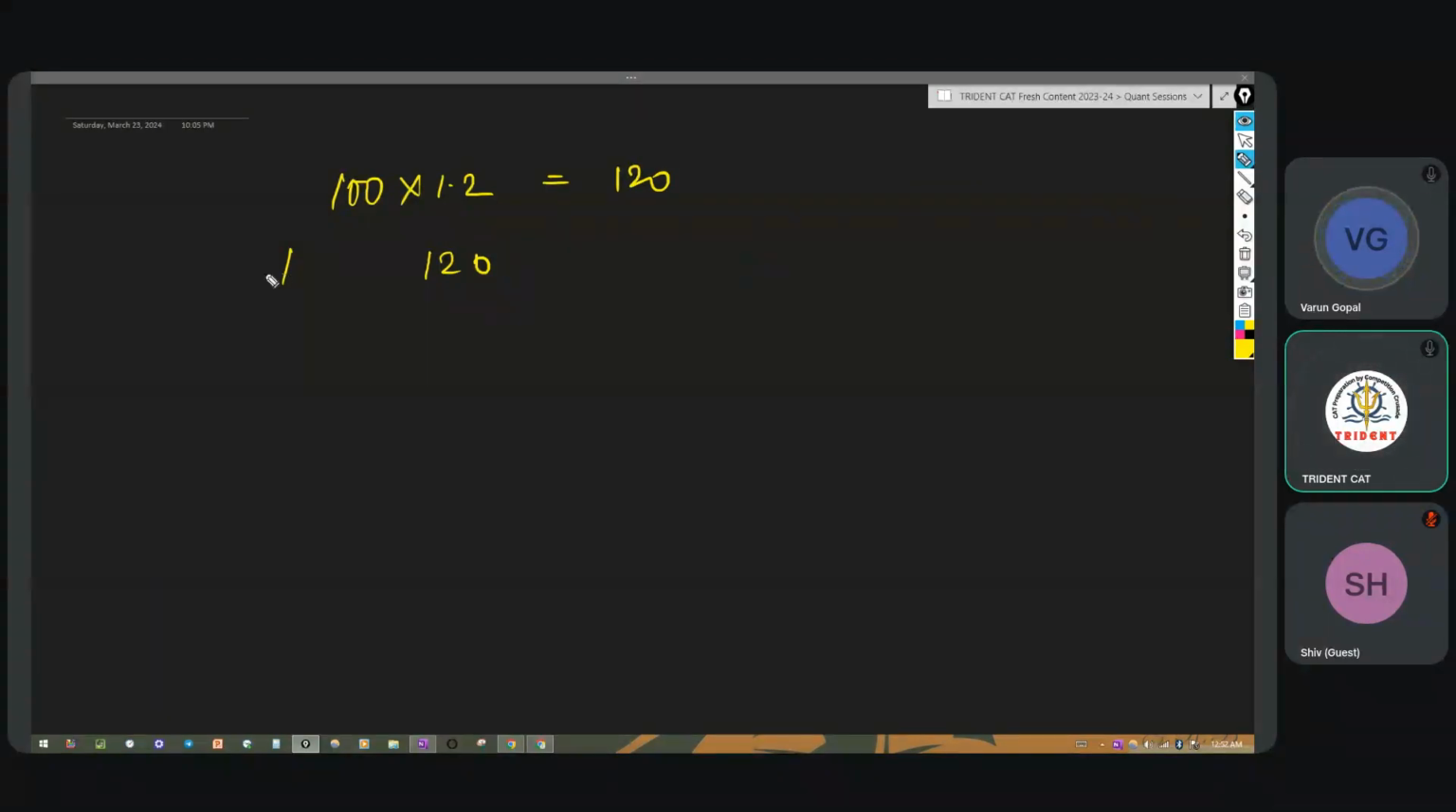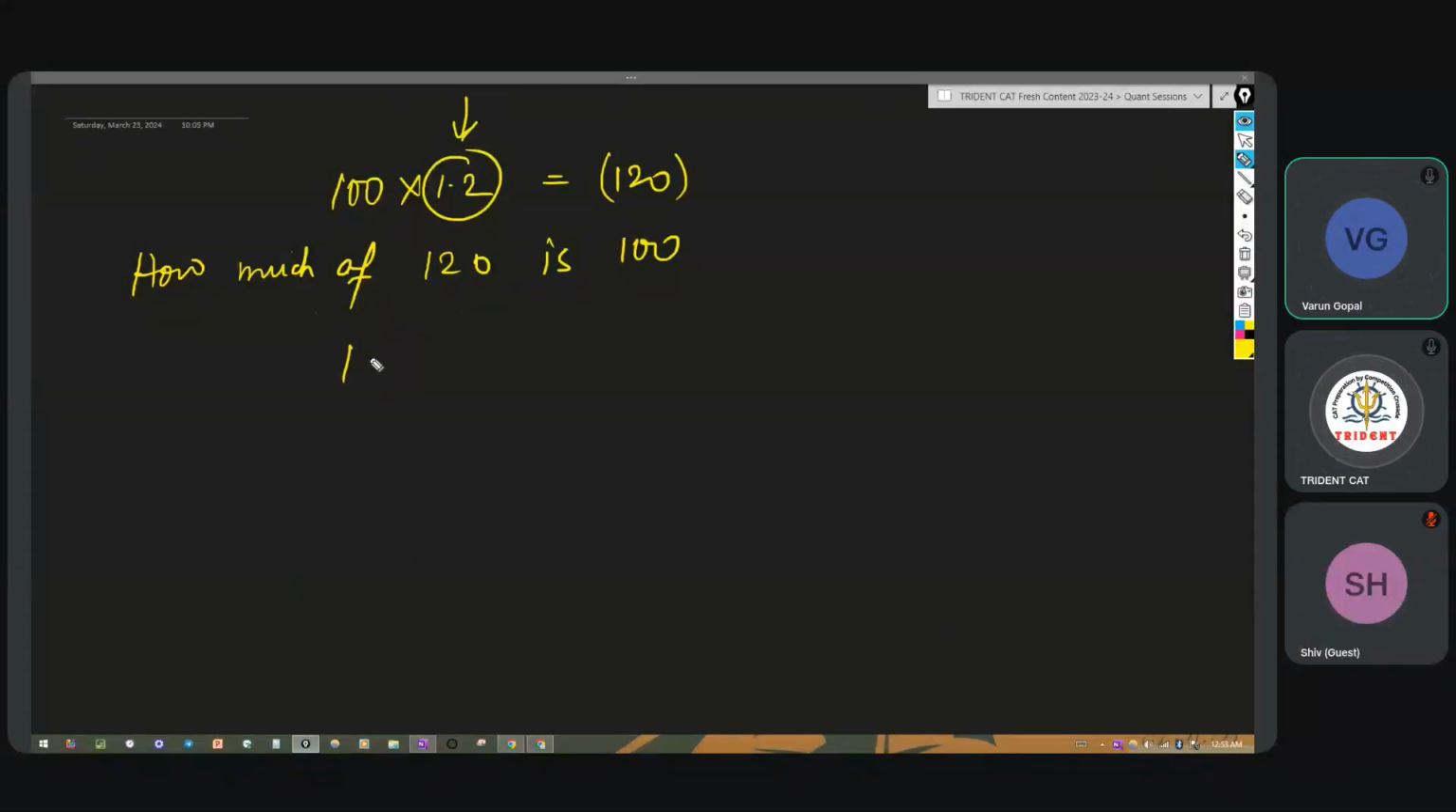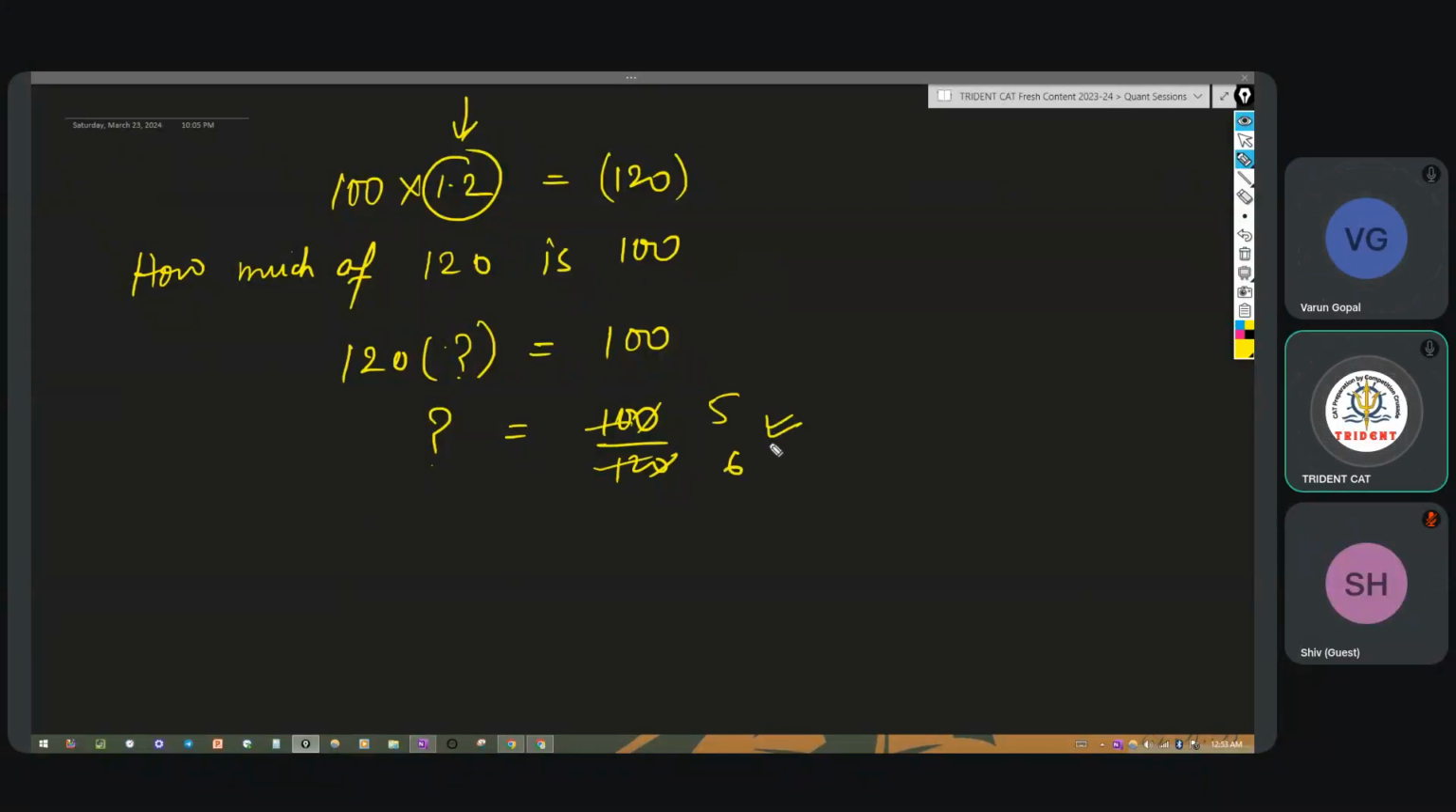Hold on. Let me write it, because it's an interesting one. How much of 120 is 100? 120 means 6 by 5. This is the multiplying factor that you're saying. So basically you want to get something over here that, multiplied by 120, equals 100. I'm calling it a question mark. So the question mark is 100 upon 120, which is 5 by 6.